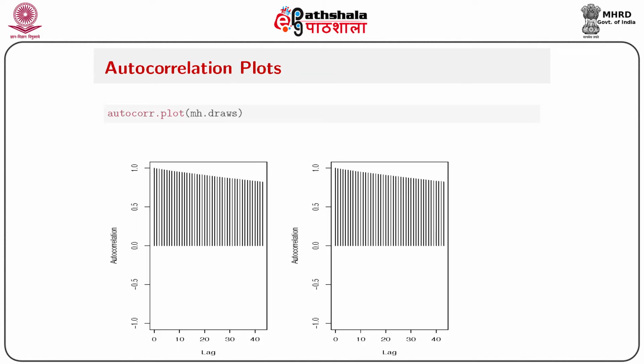Similarly, you can see the autocorrelation plot of the image draws. This will also tell you whether independent samples are coming or not, and how fast the autocorrelation is dying down, from this autocorrelation plot.